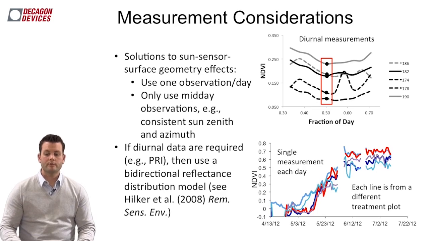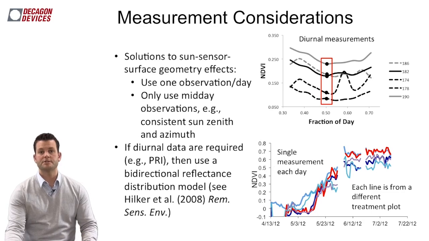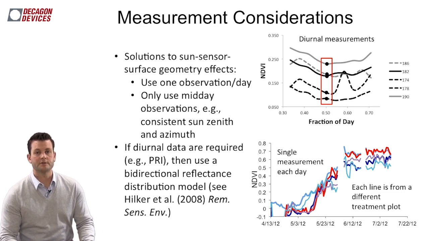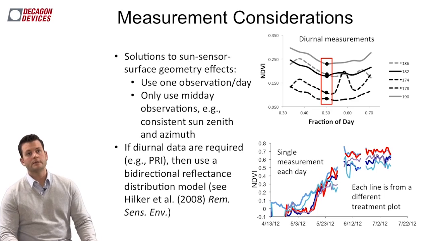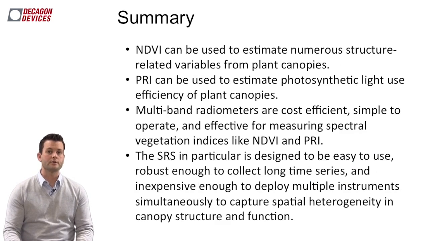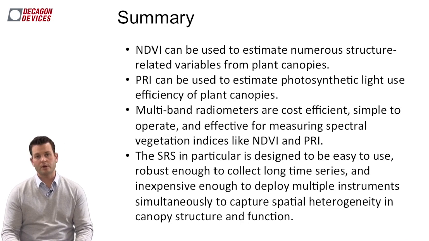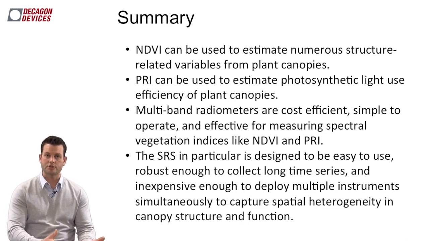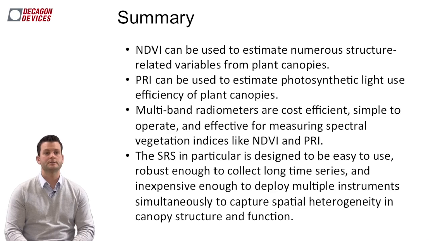Okay, so in summary, we've covered the NDVI and PRI, several applications, some limitations, and gone through some measurement considerations. As another high-flying overview, the NDVI is primarily useful for measuring plant canopy structural variables, whereas the PRI is really useful for getting at functional variables like light use efficiency, but also some of the plant pigments, over long time periods.